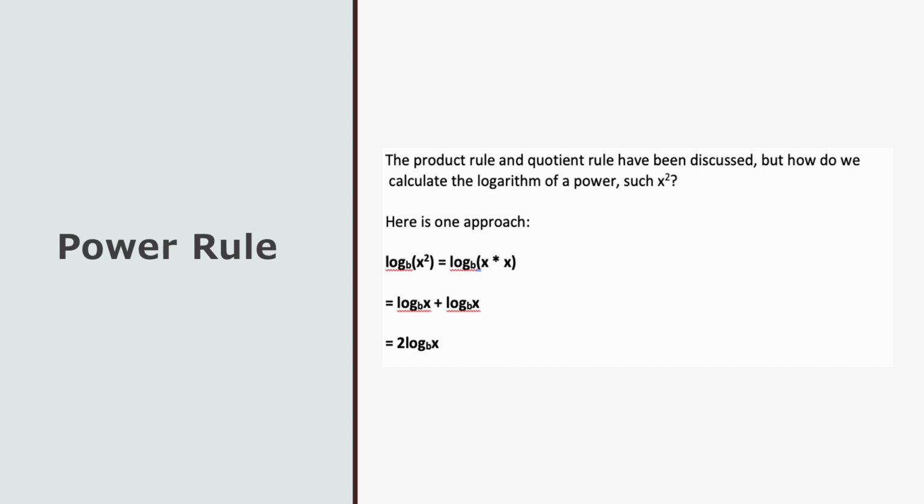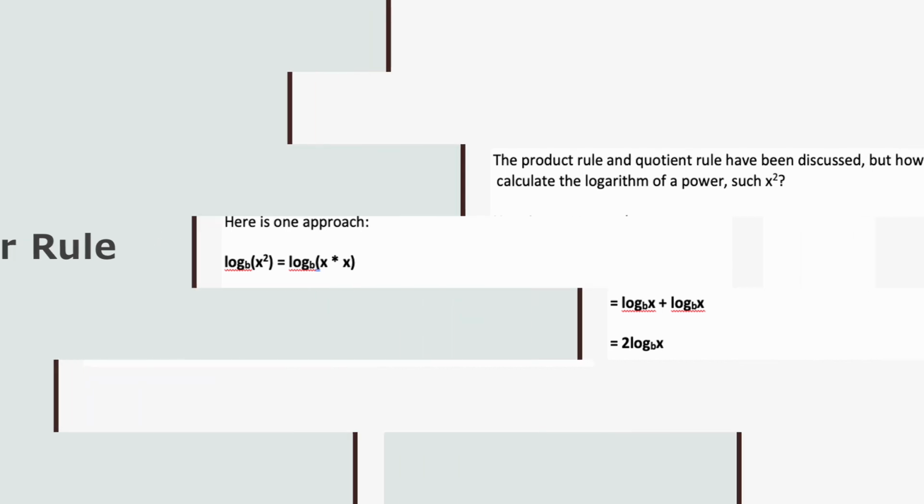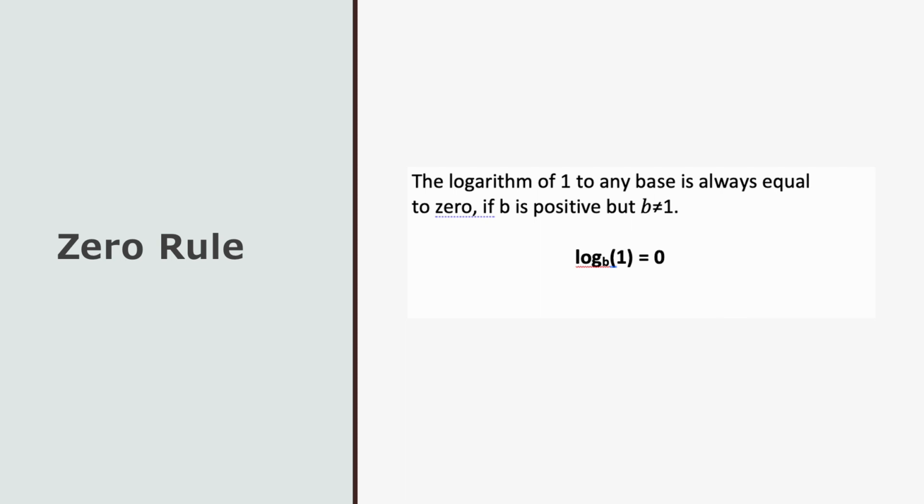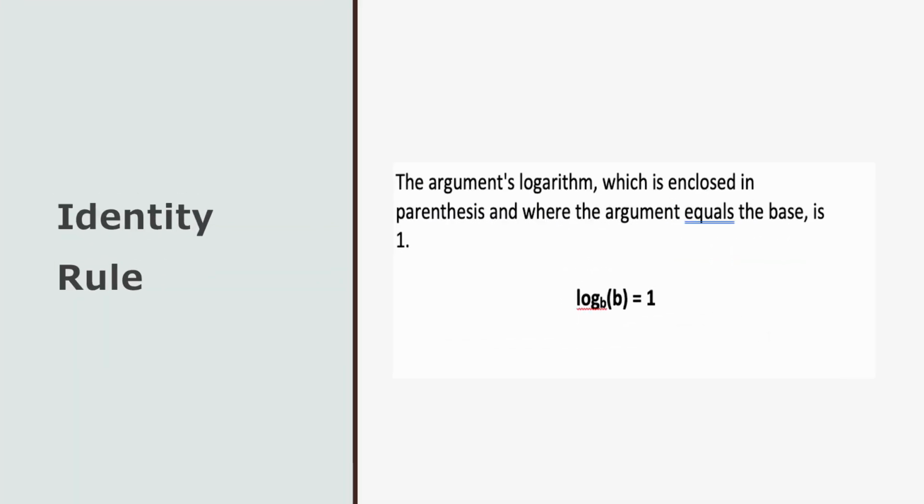Remember that even if the input to a logarithm might not be expressed in terms of a power, we might be able to convert it to 1. The logarithm of 1 to any base is always equal to 0, as long as b is positive but not equal to 1. Here you can see log base b of 1 is equal to 0. Here, the argument of the logarithm, which is enclosed in parentheses, equals the base, so the result is 1. Here you see log base b of b equals 1.